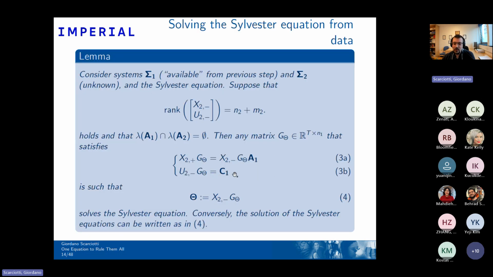So that's how I get the two equations. So I know that if I can find G theta, I find the solution of the Sylvester equation, where theta equal to X2 minus G theta, equation 4, is again read from the first line of 6. So it's a very simple procedure. And the point is that 3a and 3b are just a bunch of matrix equalities, which you can solve with a convex optimization toolbox, for instance CVXPY, or CVX if you use MATLAB, and you can easily solve this and find the solution.